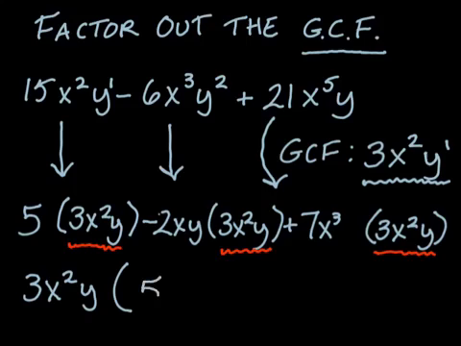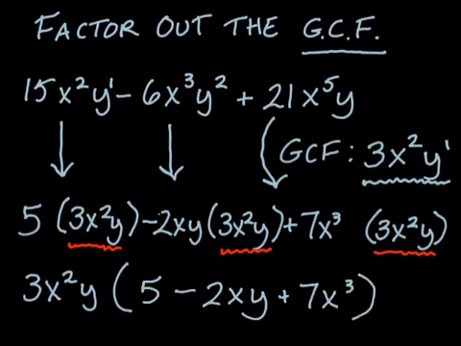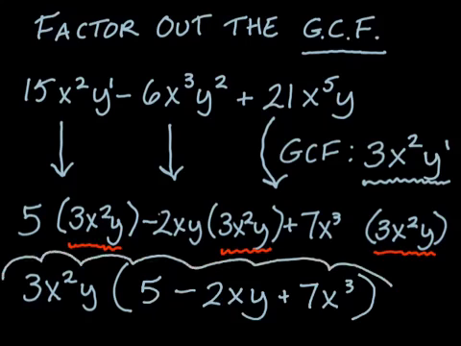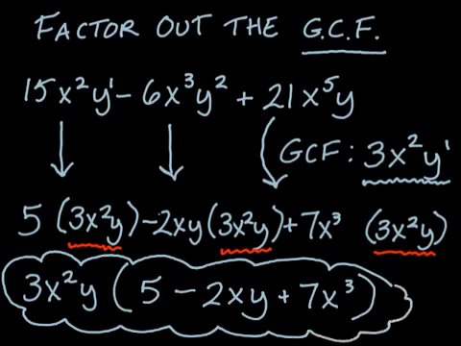From the first one, I have just 5 left. The next one, minus 2xy. And the third one, plus 7x cubed. And that's what our answer is going to be. This is factoring out the greatest common factor. As you continue on, you can do this skipping quite a few of the steps. In fact, it's fairly easy after a little practice to skip all of these steps in the middle.